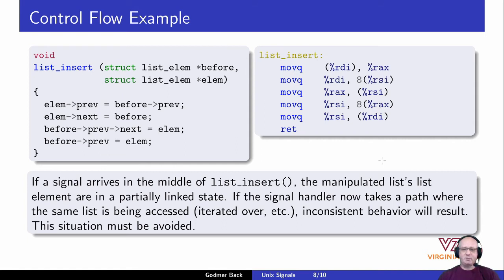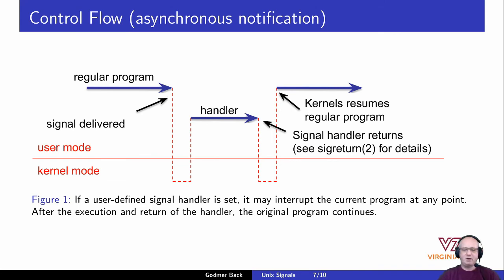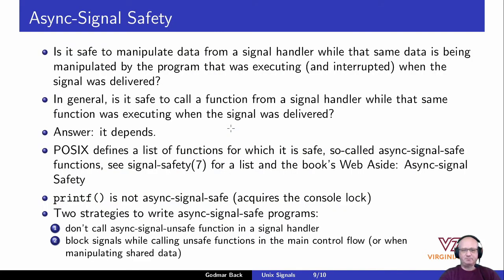So the signal handler must avoid situations where it is accessing any state, data structures, variables, what have you, that is being manipulated by the main program that is being interrupted when the signal arrives. This main program here must not manipulate any state that is also accessed here. So now the question is, how is that done?